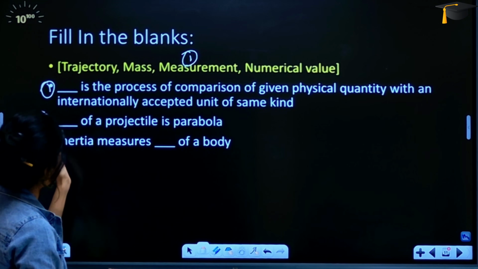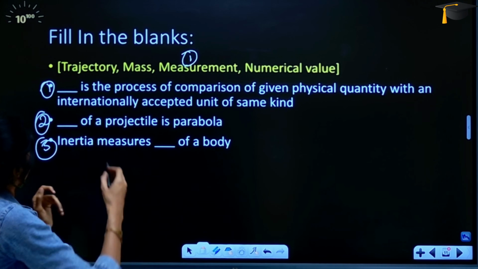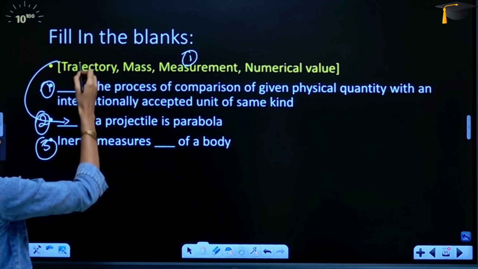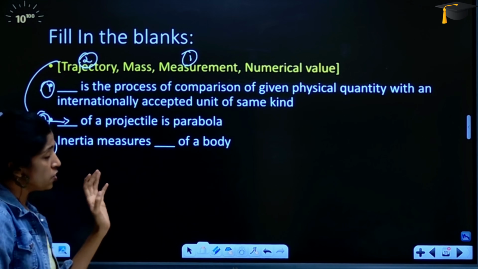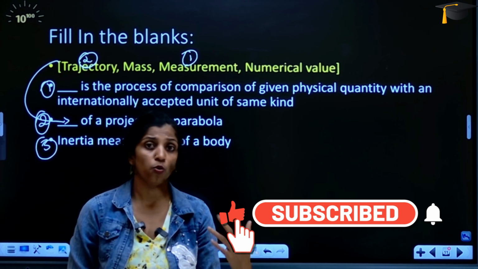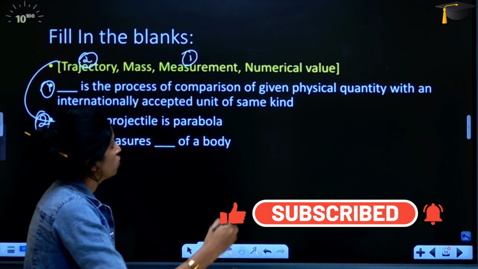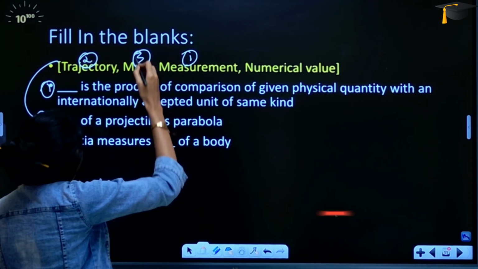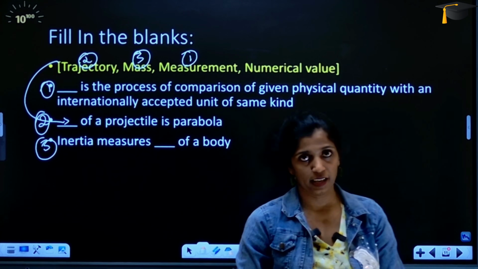Fine. Next, dash of a projectile is parabola. So of course the answer is trajectory of a projectile is parabola. Inertia measures what of a body? So inertia is always directly proportional to mass. More the mass, more the inertia. So therefore the option is mass. Okay, so this completes the second model paper.